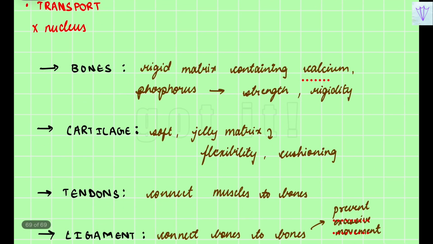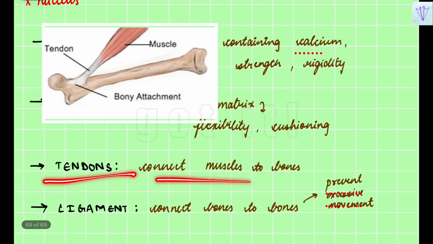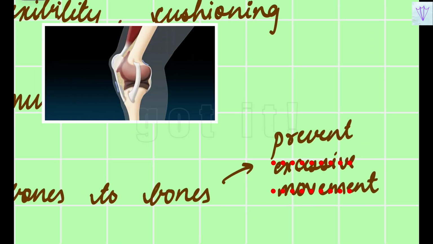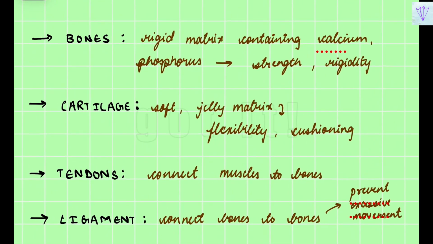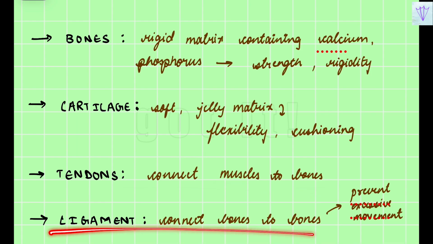Next, coming to the bones part. So it is a rigid matrix containing calcium and phosphorus, and it aids in strength and rigidity. Next is the cartilage, which is soft jelly matrix. It aids in the flexibility and cushioning purposes. Next, the tendons, which connect the muscles to bones, and the ligament will connect the bones to bones. So it will prevent the excessive movement as well. So here you can remember that this is tendon which will connect muscles to bones, while ligament will connect the bones to bone.